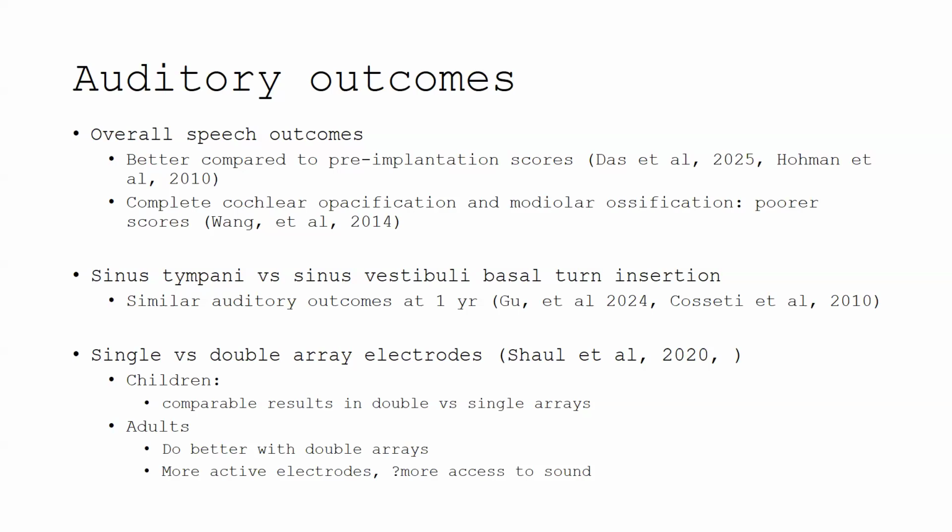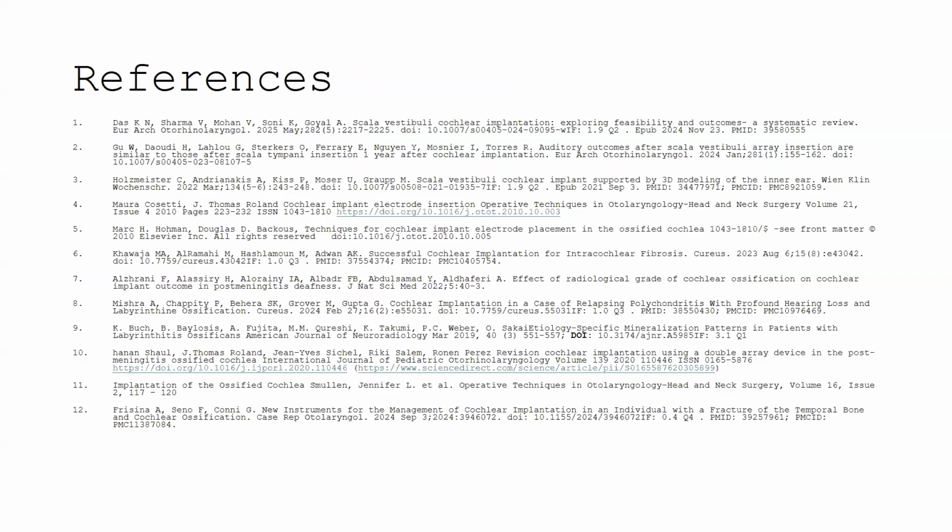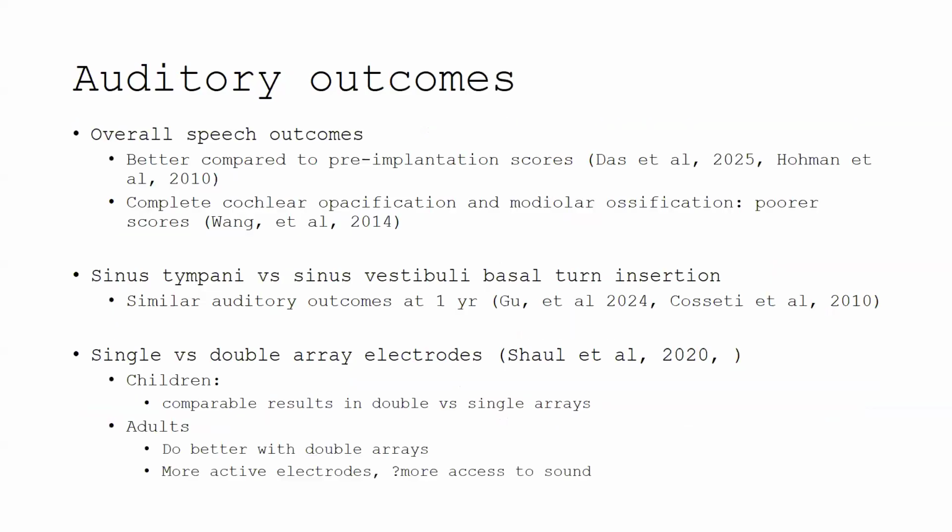In children, results are comparable whether you use a double array or a single array electrode, while adults tend to do better with double array electrodes. It is thought this could be because you have more active electrodes, more contact points in the cochlea, and maybe that means more access to sound.